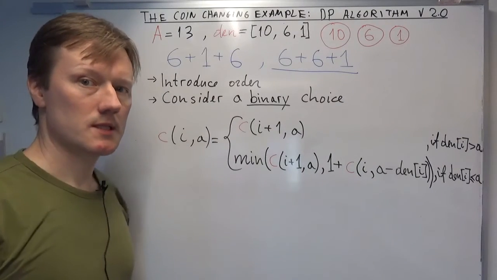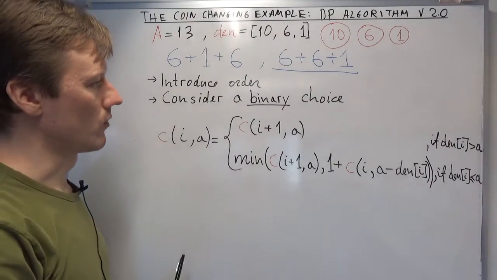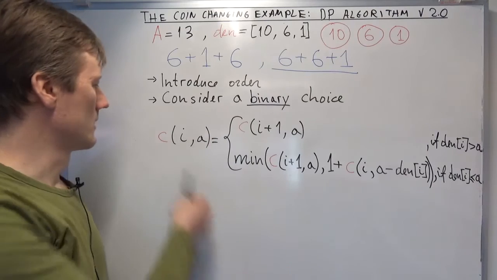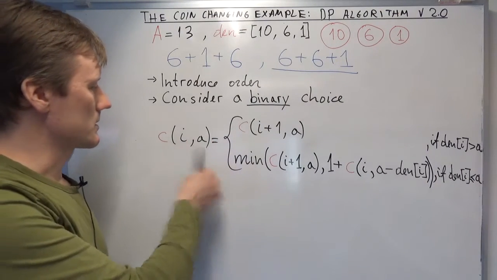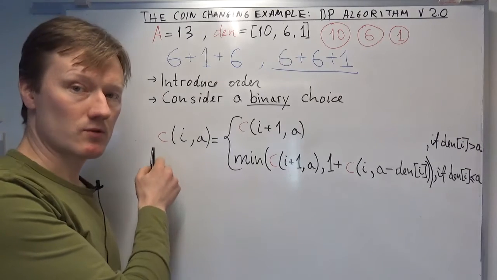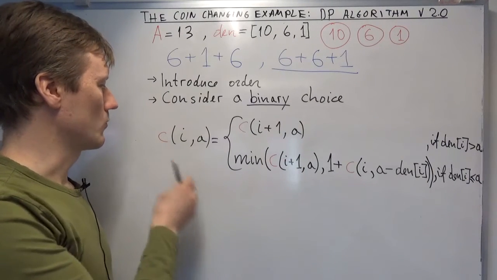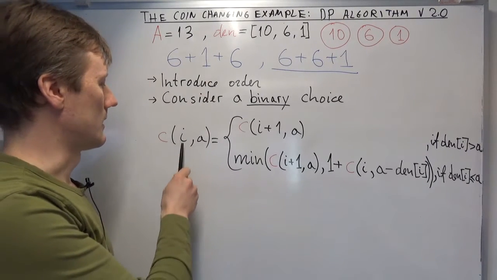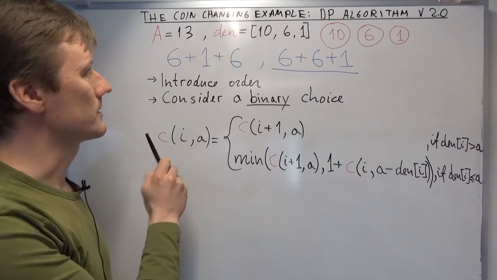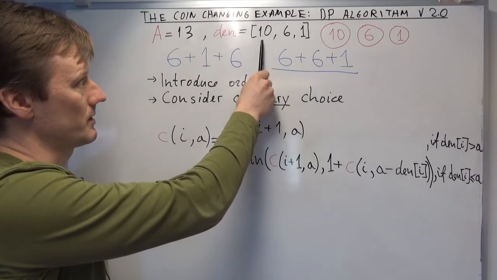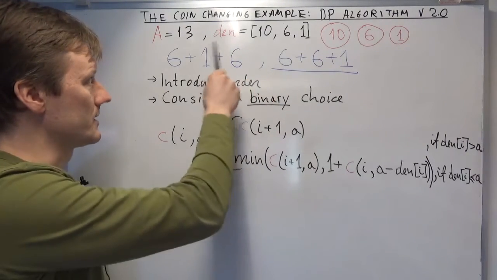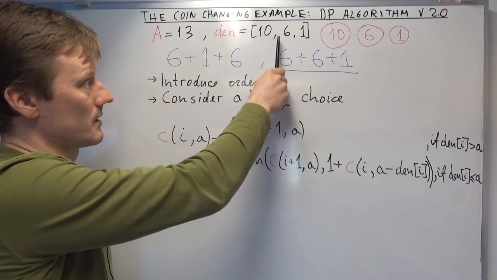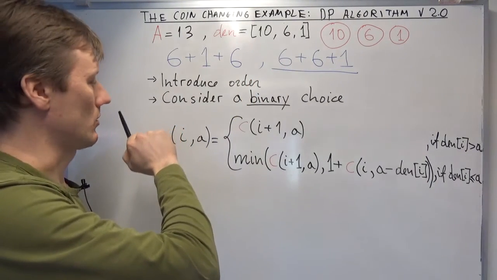So here's the recurrence for the version of the solution where you consider a binary choice. First, the subproblem is to find the minimum amount of coins when we have a small amount to change, and i is the position in the denomination array that we consider. So then d_i is the largest coin that we can use, and then also we can use all the smaller coins.